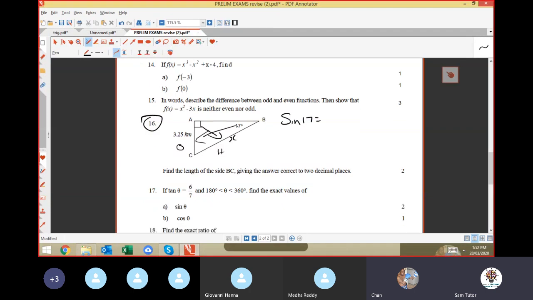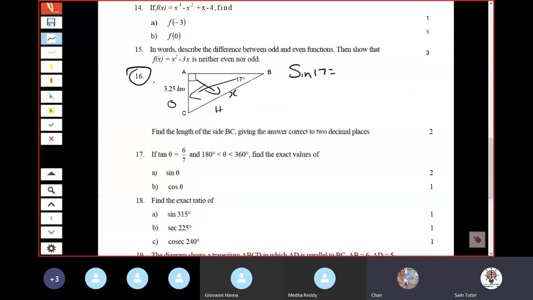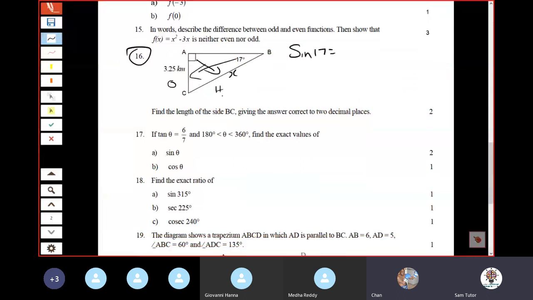Alright. Number 16. Sine 17 is equal to opposite over hypotenuse. So x equals 3.25 on sine 17. The question does say 2 decimal places. You would lose 1 mark if you didn't write it in 2 decimal places. So my answer is 11.12.